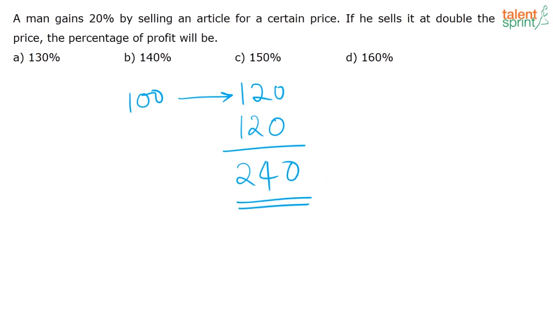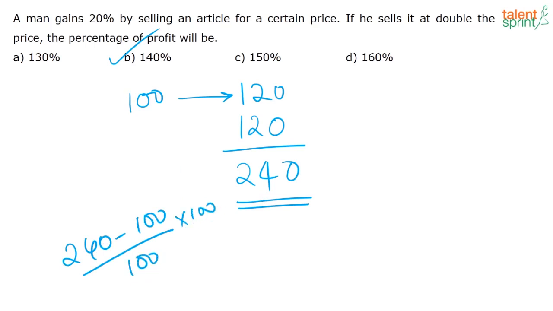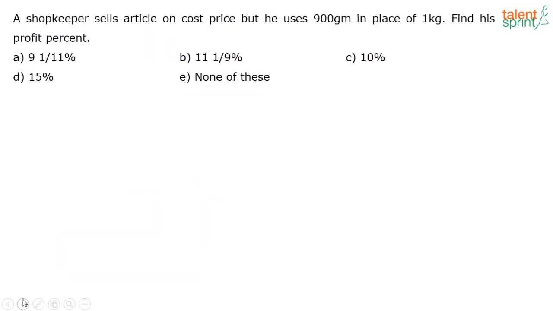Very easy, no? 240 minus 100 by 100, that is, we know directly 140%. That is option B. Assume 100 is the cost price. So the step I am not writing, it's very clear, no? 240, that is the profit, divided by the cost price into 100. That is 140%. All this you can do in the mind. You needn't write all this. Directly you can say.